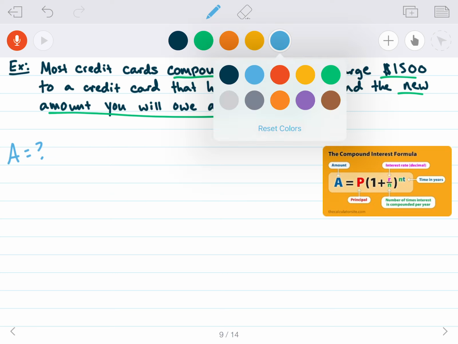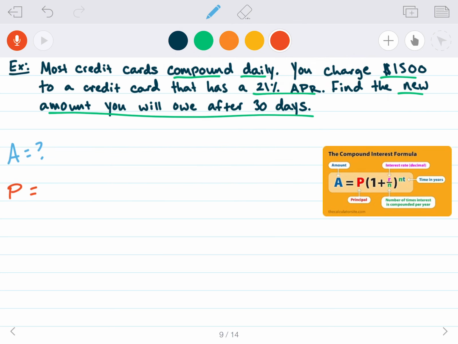What is P going to be in this instance? What is our initial amount? Our initial amount is our initial debt, and that's $1,500. That's how much we're charging initially to this credit card. They tell us the APR, which is pretty straightforward. That's going to be our R. And remember, we don't want to put 21 in here. We want to change a percent to a decimal by moving the decimal 2 units to the left to get 0.21 for R. Excellent.